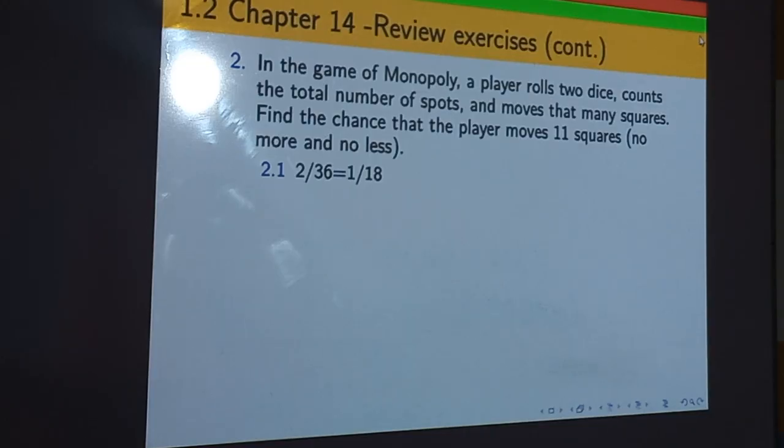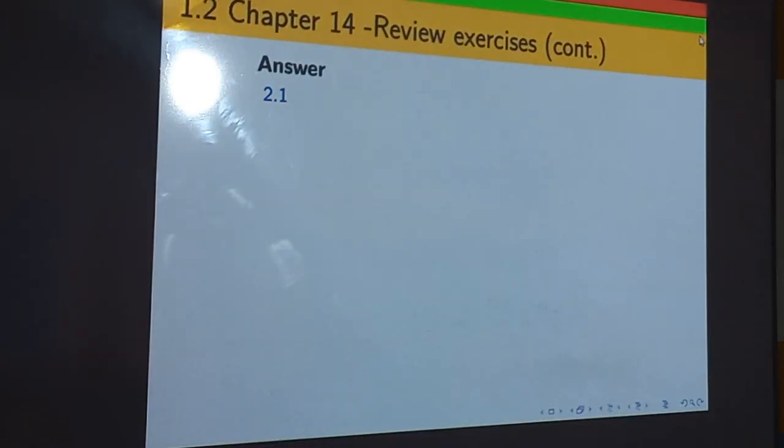In the game of Monopoly, a player rolls two dice, counts the total number of spots, and moves that many squares. Find the chance that the player moves 11 squares. So, my answer is written here. There are only two possibilities, 5 and 6, and 6 and 5. So they are two out of 36. Right.